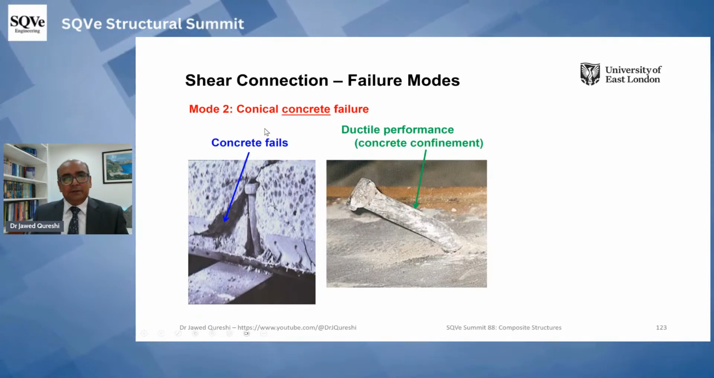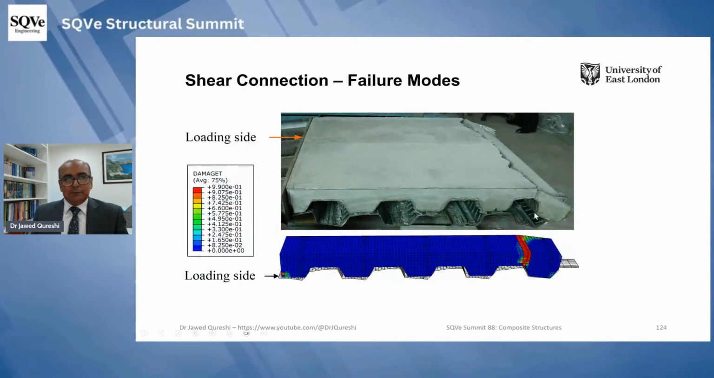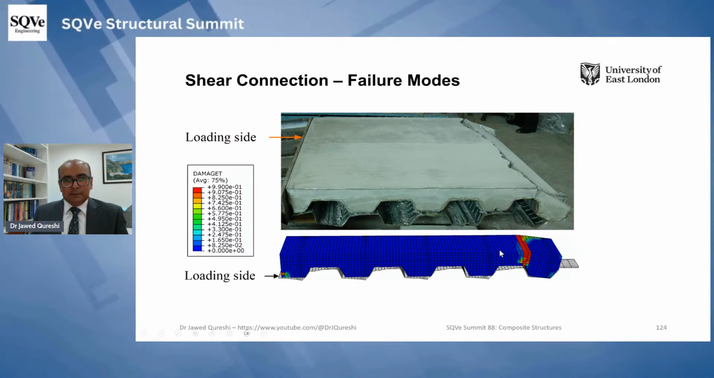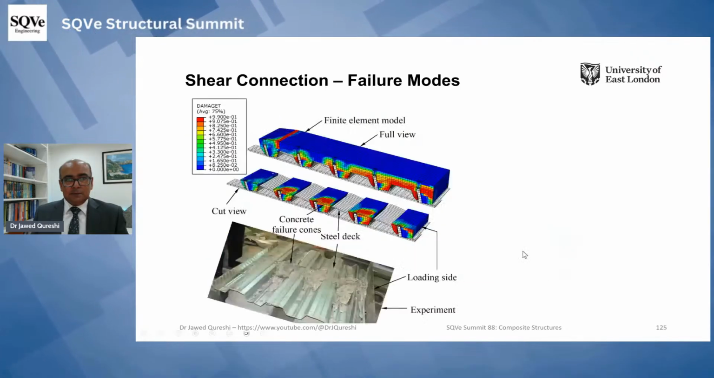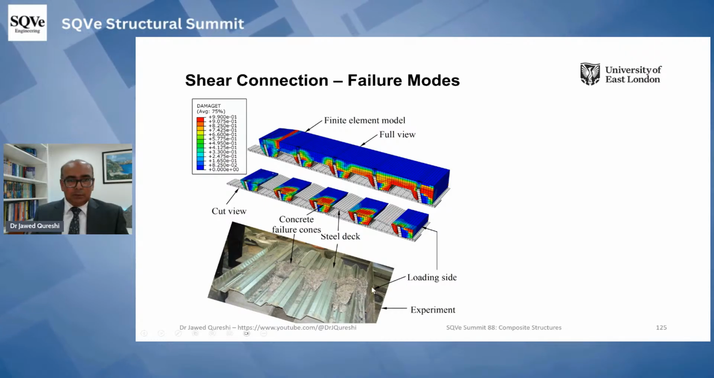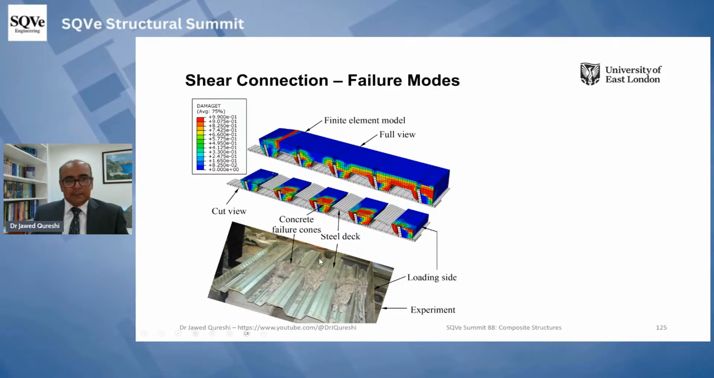And second is conical failure. In conical failure, concrete fails, forming cones. Here the stud is not failing. This is one example where concrete is failing, and this is from my PhD research. Here you can see the concrete cones, this is finite element modeling as well. Concrete is cracking at the first rib, second rib, third rib, fourth rib, and at the last rib we don't have much cracking because the last rib is rotating.